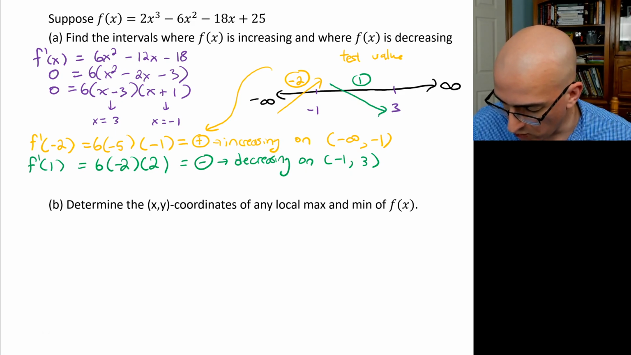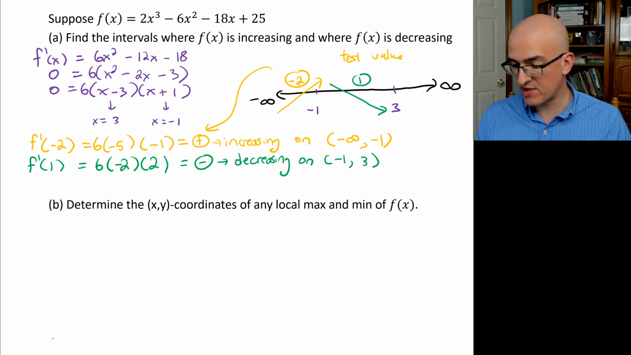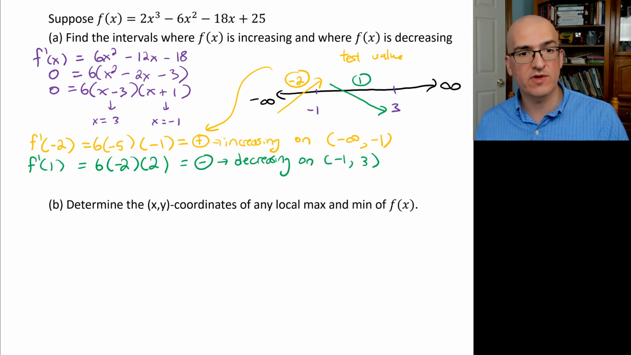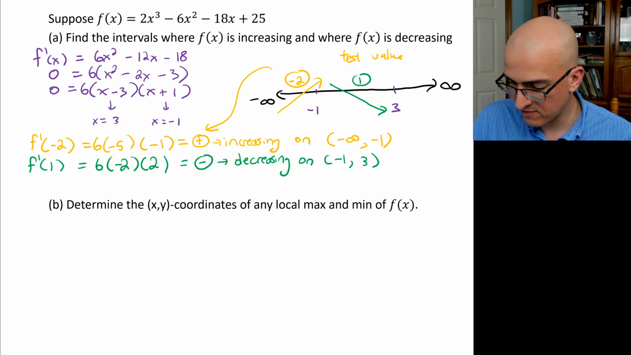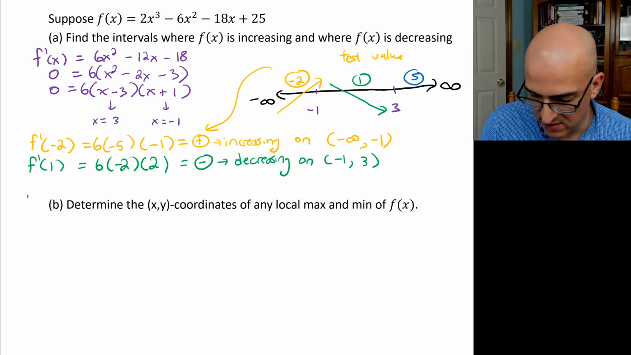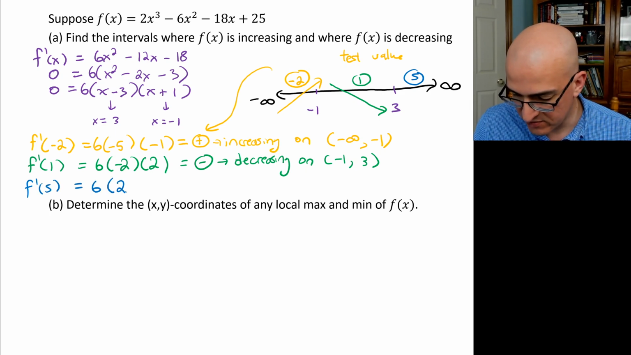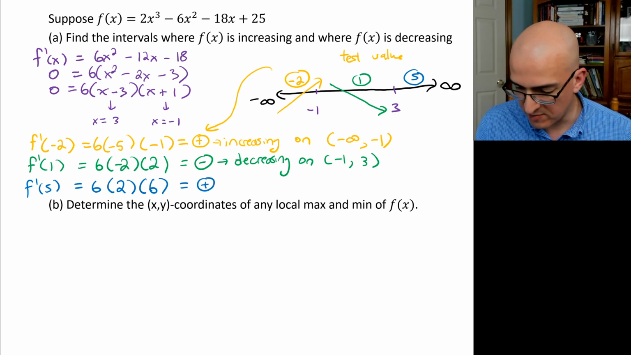And we have one more region. We need to check what the function is doing from 3 to infinity. We need to choose a test value for that region. I'm going to pick 5. You could pick 4 if you want, or 10, makes no difference. f prime of 5, we have 6 times 5 minus 3, which is 2, and then 5 plus 1, which is 6. This is a positive number, and that means it is increasing.